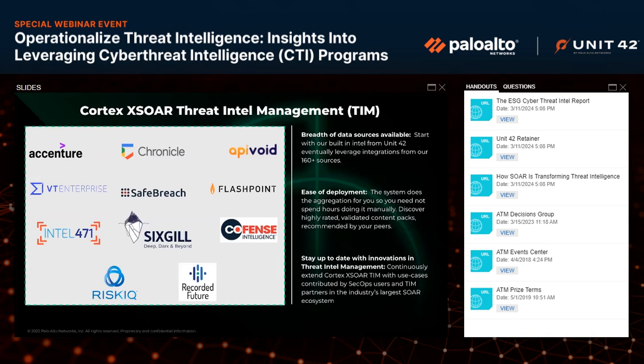And so with that, while you can start with built-in Unit 42 intelligence within the TIM module, you can also leverage integrations to consume additional intel from more than 160 other sources that are supported within the XSOAR TIM module today. Whether that is your internal tools or any partnerships that you have in place, you have the ability to set up simple integrations, pull all that data in, and we'll do the ingestion and normalization for you automatically. All of that intel from those sources, again, is aggregated, normalized, and that's saving your analyst from having to do that manual work themselves, right?